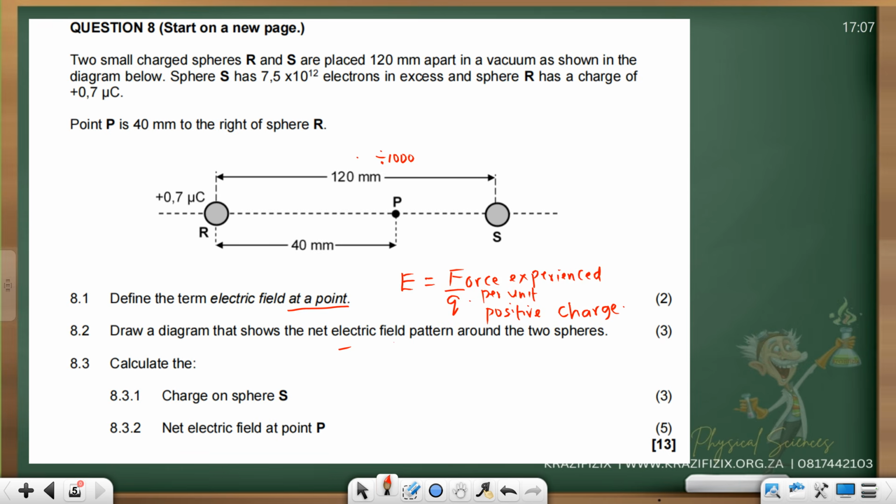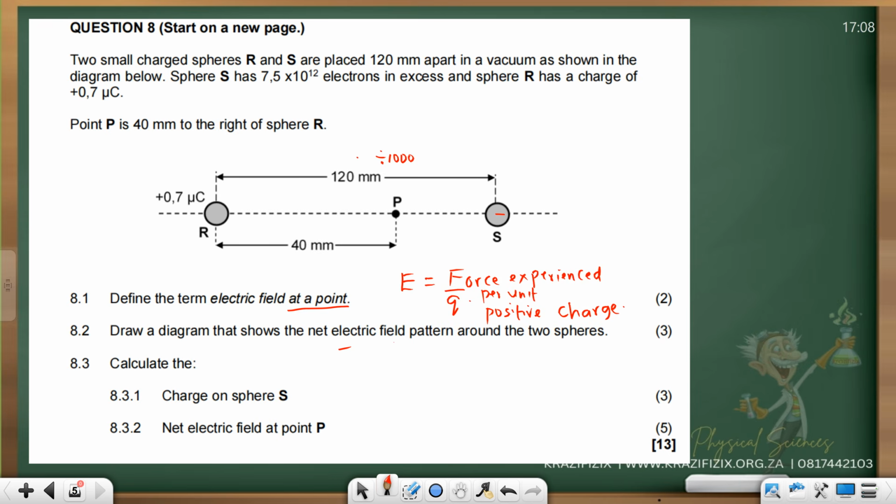All right. You know what they can ask you is, is S going to be positive or negative? It will be negative. Why? It has excess electrons. Okay, we defined 8.1. Draw a diagram that shows the net electric field pattern around the two spheres. That shows the net, so we're talking about the combined.